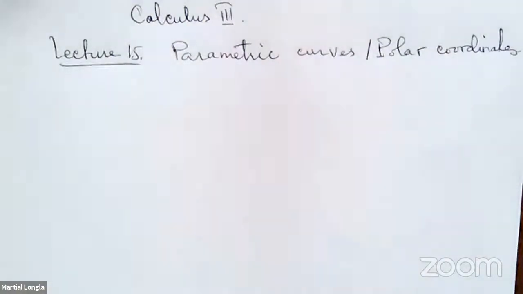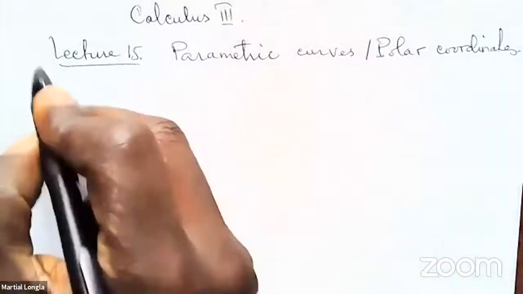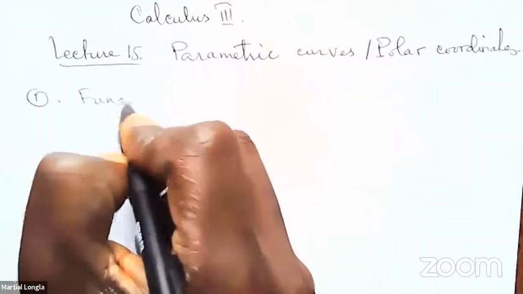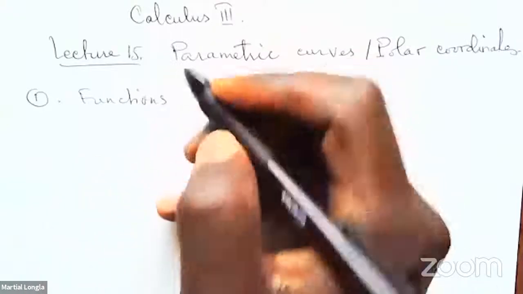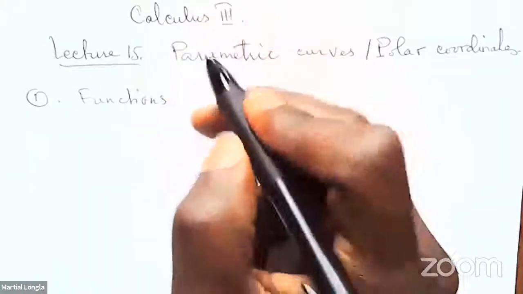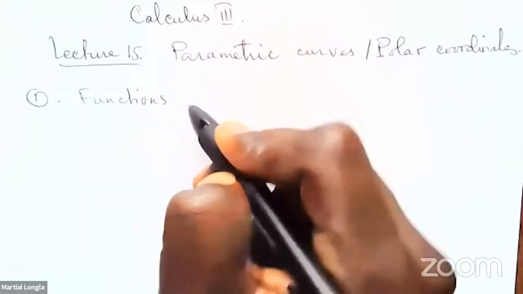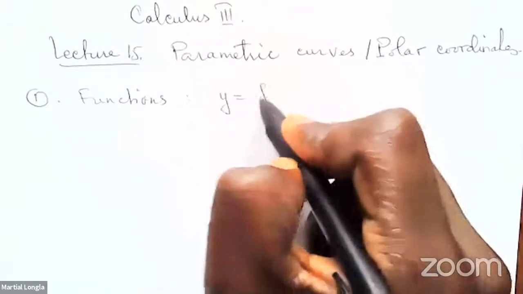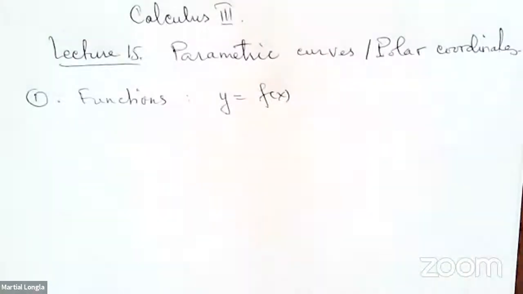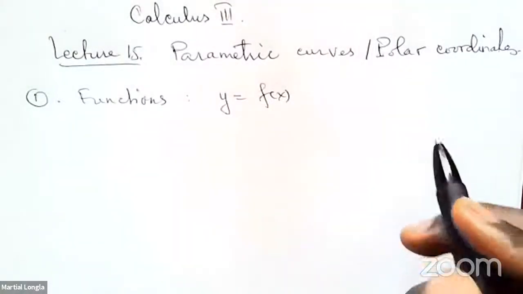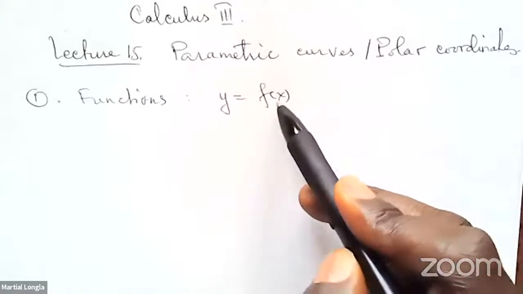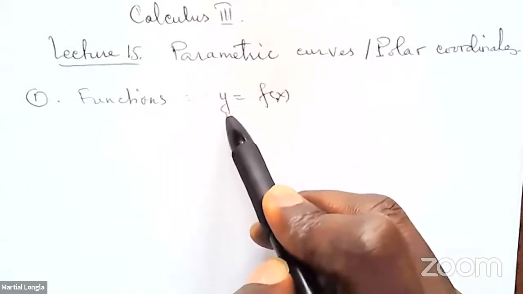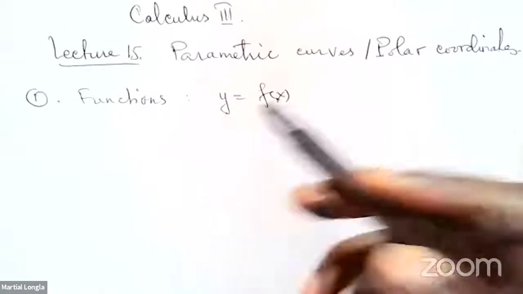We are used to functions which are of the kind y equals f of x. And they are called functions because for each of the values of x, you have only one possible value of y, which is called f of x.